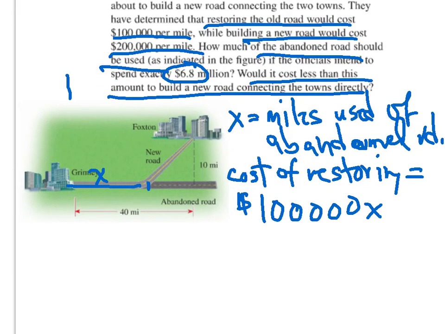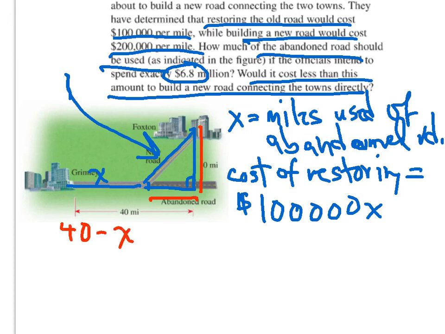Well, the new road has to be constructed right here, and we see that that is the hypotenuse of this right triangle. You see that right triangle right there? We have this right angle right here. And so that means that we need to know the length of that hypotenuse. And by the Pythagorean theorem, it's equal to the square root of that side squared, which is 10 miles, so 10 squared, plus that side squared. Well, that side is 40 minus the x that we have over here. The total 40 minus the x here tells us this length.